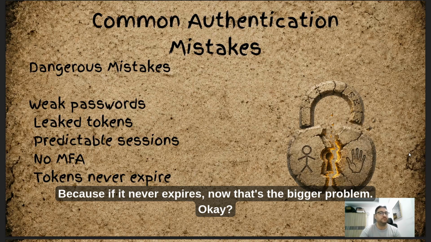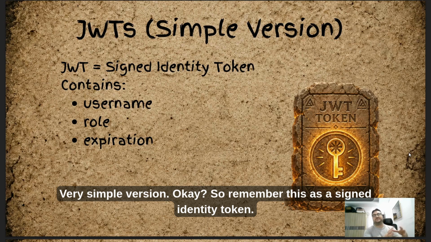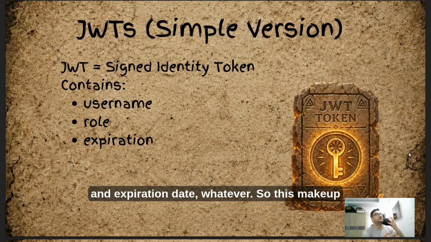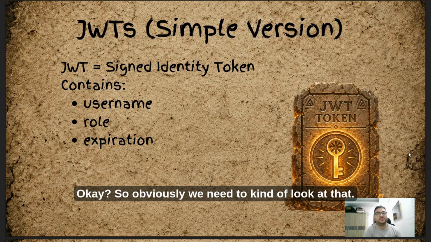Okay? All right, so JWT, very simple version. Remember this as a signed identity token. This information will have your username, your role, and an expiration date, whatever. This makeup shows you what a JWT token is. It was designed for that. Now, they're powerful, they're strong, but they're also easy to unravel. So we need to look at that.